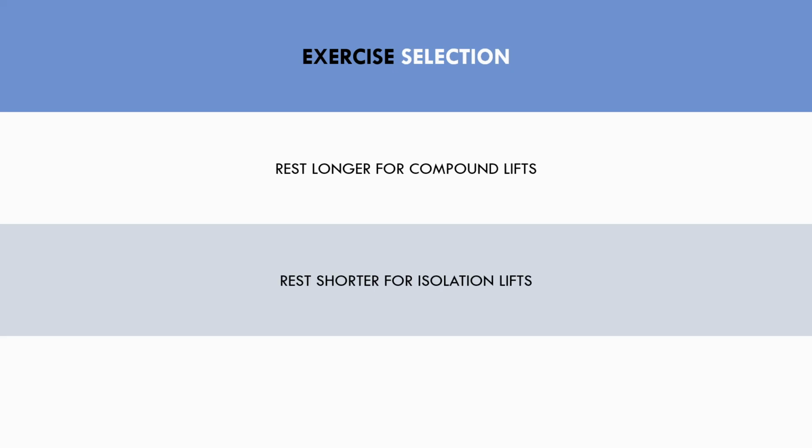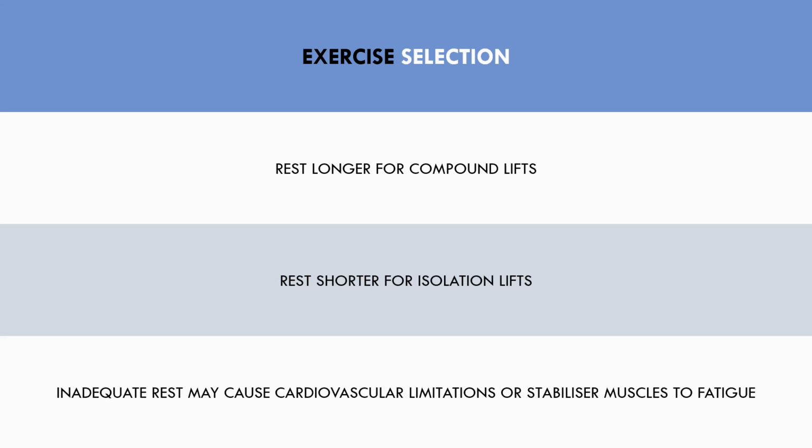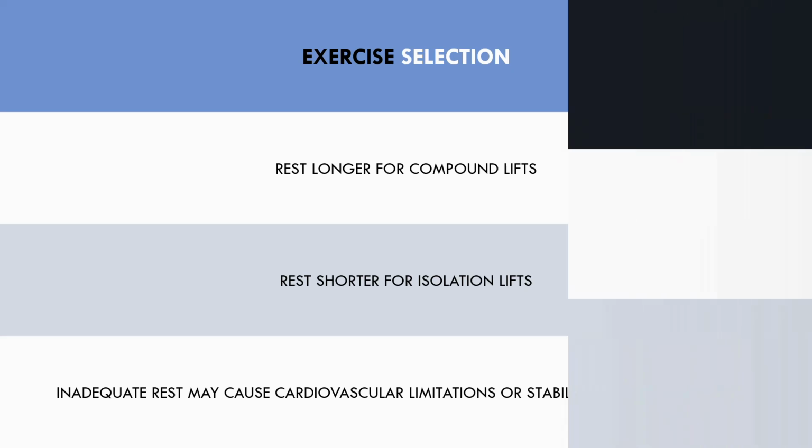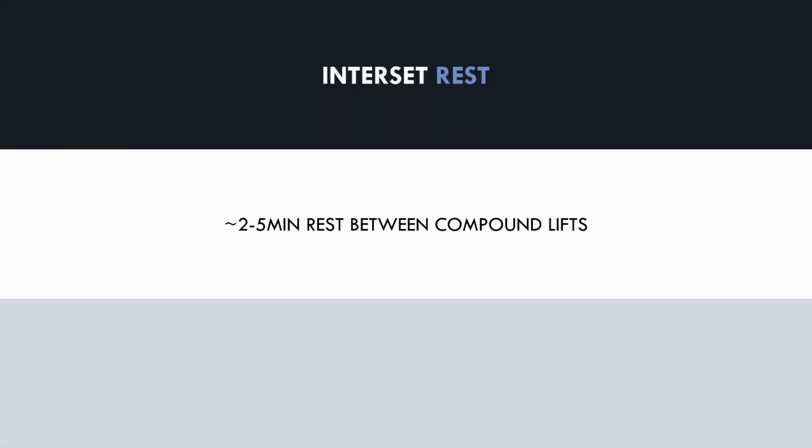If not enough rest is taken between sets of certain compound lifts, the targeted muscles may not become the limiting factor. For example, if short rest periods are taken between sets of back squats, then cardiovascular fitness may limit performance, or the trunk muscles may fatigue before the legs. Therefore, we aren't fully exhausting the leg muscles with each set. As a practical guideline, longer rest periods of around 2 to 5 minutes should be allowed for compound lifts, while shorter rest periods of around 1 to 3 minutes may be adequate for most isolation exercises.